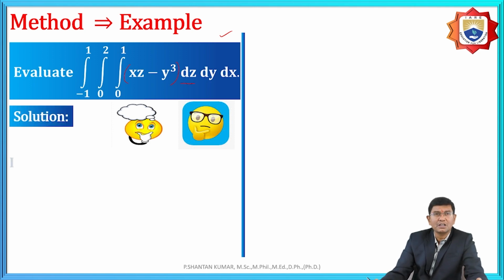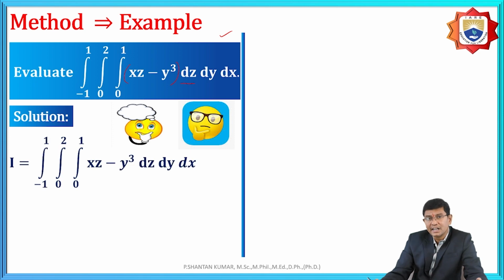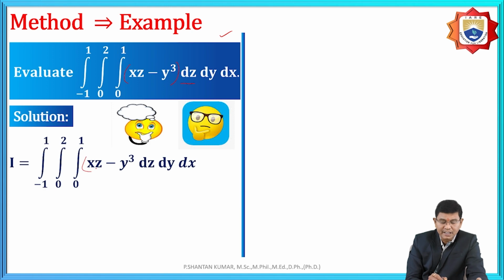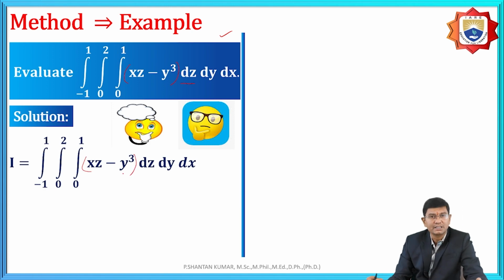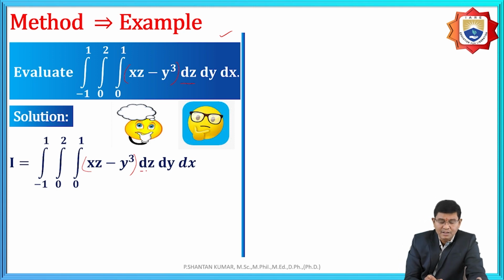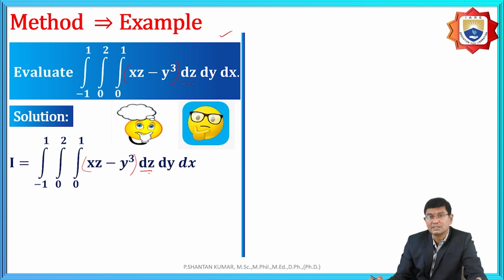Now we assume that I, the integral, is equal to the triple integration of xz minus y cube, dz dy dx. Now our concept is that the inner variable is z. We integrate with respect to z first, then with respect to y, and third with respect to x. That is the meaning here. Under the triple integration, the limits are constants, and we need to find the solution.